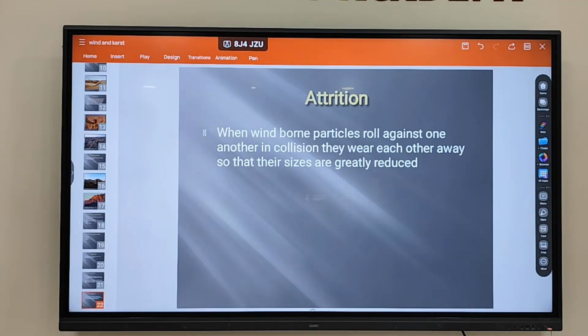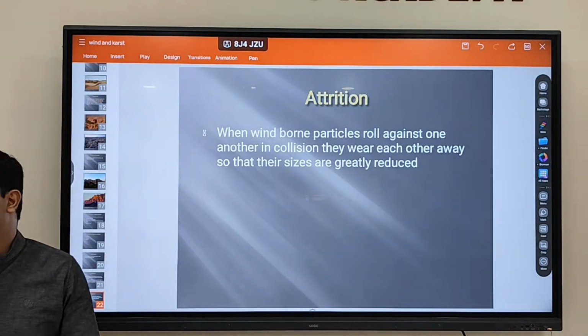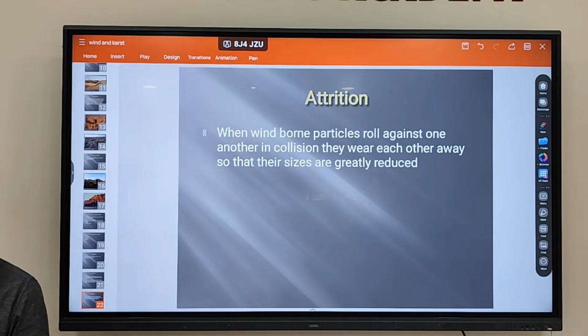Clear? So remember we discussed in the rivers, what process is dominating? Corrosion. Yes. In case of glacial, what process is dominating? Plucking. Yes. And in case of wind, what is dominating? Deflation and abrasion. This is dominating in the case of wind. Fine.